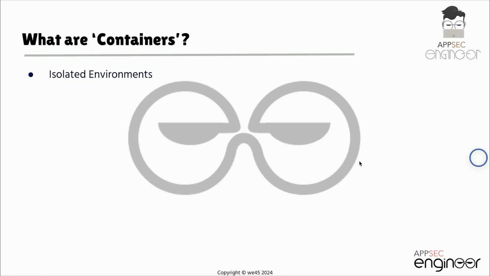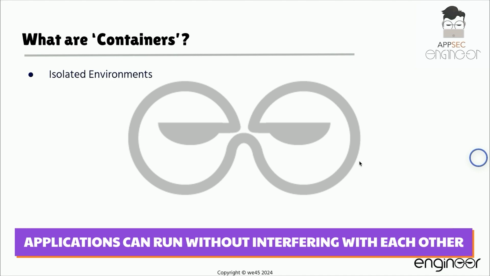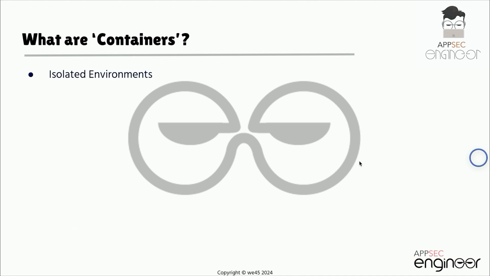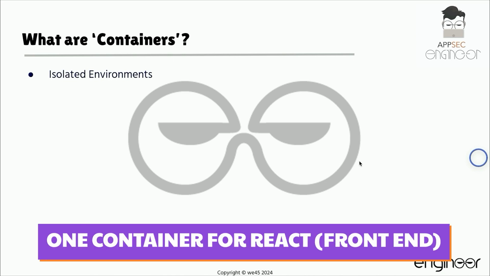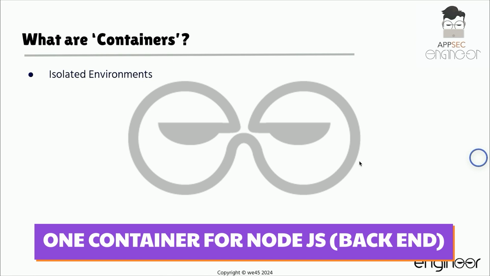So when you say isolated environment, these containers provide the isolated environment where applications can run without interfering with each other despite sharing the same operating system kernel. So what does that mean? Say suppose you have a web application. We have a front-end framework with React and a back-end API written in Node.js. In order to deploy this application using containers, we will create two separate containers, one for the React, that is the front end, and another for our Node.js, that is the back end.